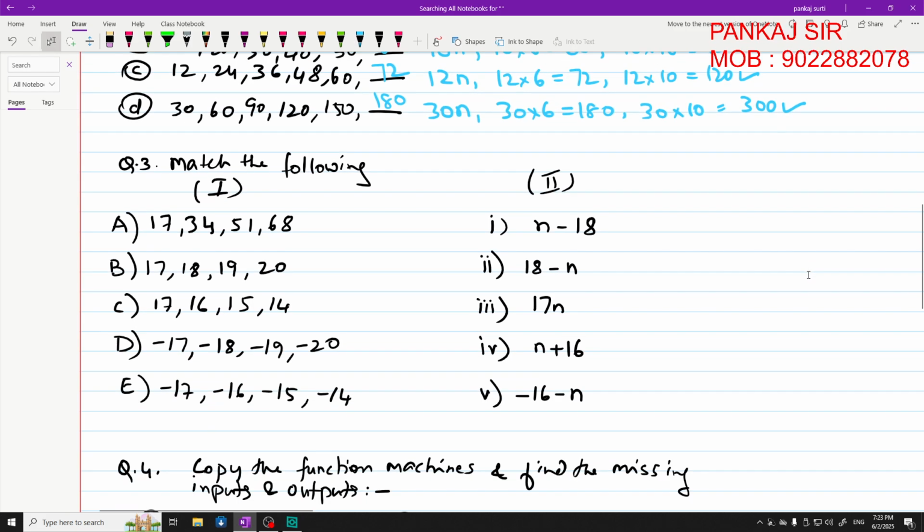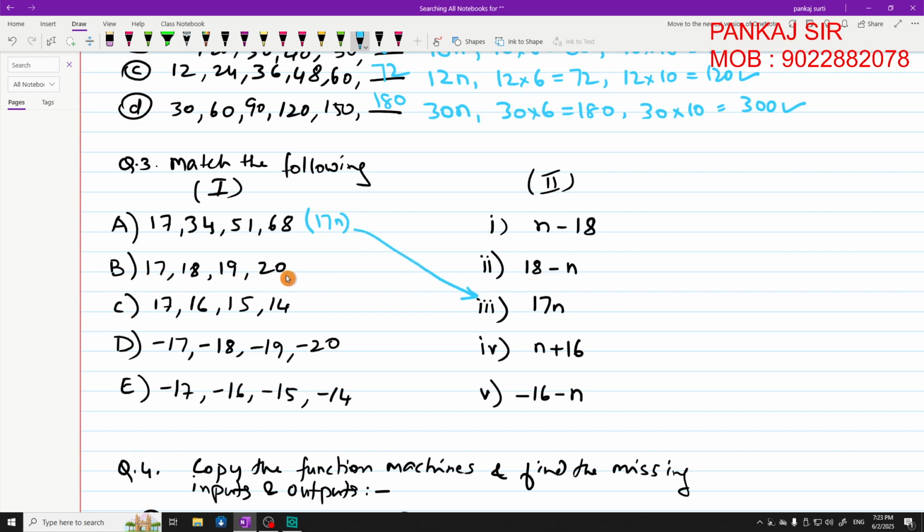Let us go to question number 3. Question number 3 is asking you to match column 1 and 2. Now this is 17, 34, 51 and 68. So on the left hand side, the sequences are given to you, and on the right hand side, the nth rule is given to you. Now you have to match. So the first one is 17, 34, 51. Now this obviously happens to be 17 times 1 is 17, 17 times 2 is 34. So this happens to be 17n, right? So this will go and match with this 17n.